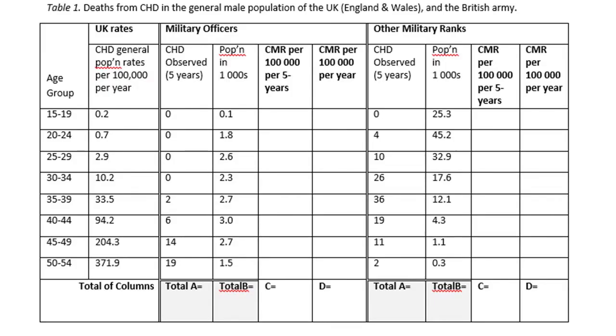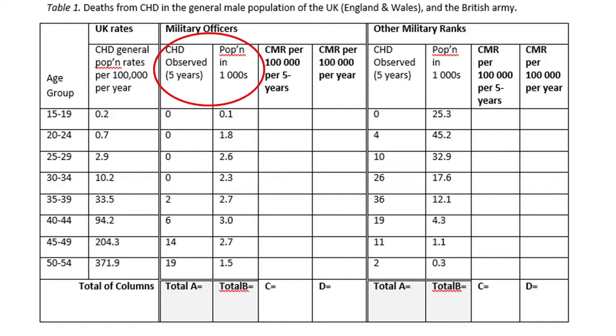This table shows us the data collected from the study. The first column is the age group. The second column is annual death rate by coronary heart disease in the general British population. Data from this column is used for standardization. We will talk in more details about standardization in the next video.